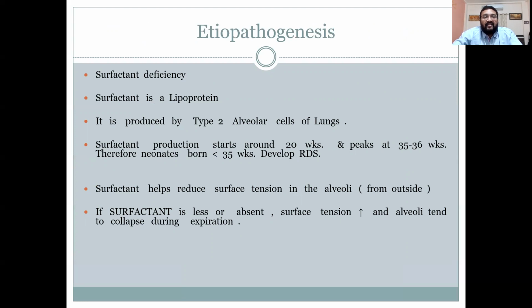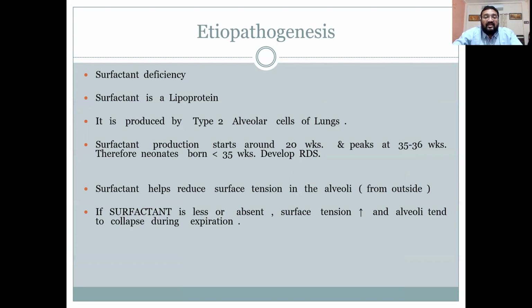We know that surfactant is a lipoprotein which is produced by the type 2 pneumocytes of the lungs. The production of surfactant usually begins at around 20 weeks of gestation and peaks at around 35 to 36 weeks of gestation. Therefore, it means that the surfactant reaches the mature level only at around 35 to 36 weeks of gestation. So, any baby who is born before 35 completed weeks of gestation can develop respiratory distress syndrome.